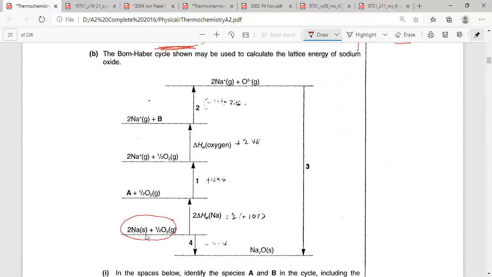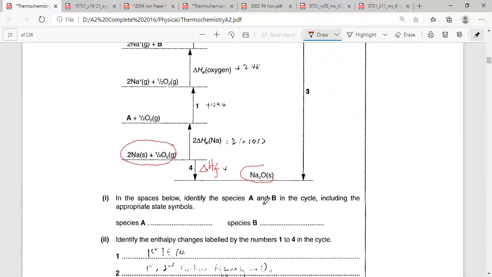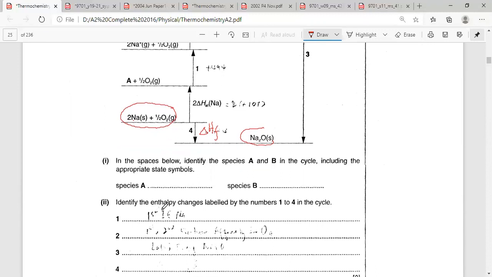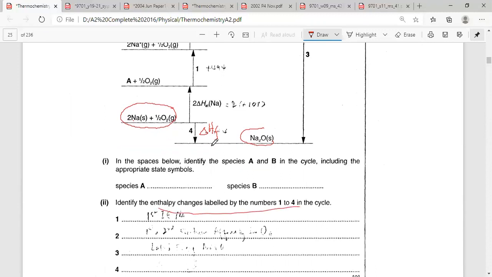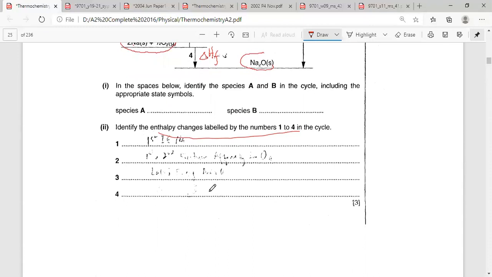Sodium solid plus O2 gas. This is of course your elements at standard conditions. Now going down is the heat of formation. They will ask you: in the space below, identify the species A and B, including the appropriate state, and identify the enthalpy changes labelled 1 to 4. So 4 is what? It is the heat of formation, or you can say Na to O.